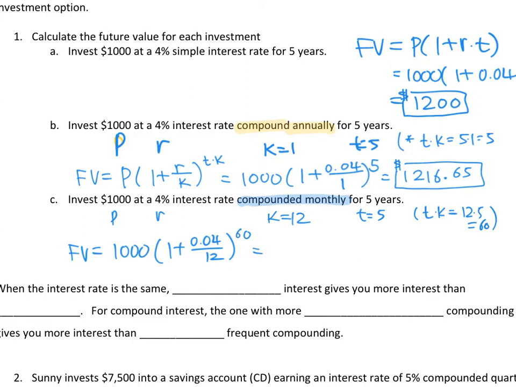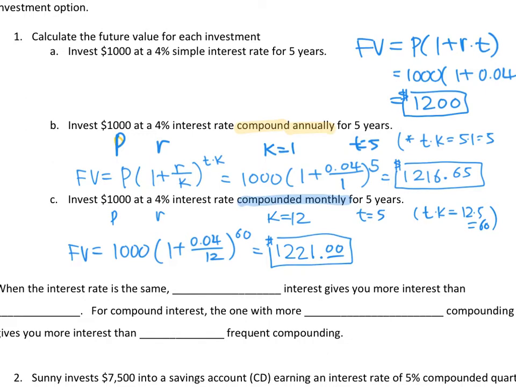So once I calculate this out, I get 1.221, so I'm going to round off. Again, I just made a little bit more money than before. So with simple interest, I'm going to end up at 1,200. With compounded annually it is 1,216, whereas compounded monthly, more frequent, is 1,221, just an extra $5.